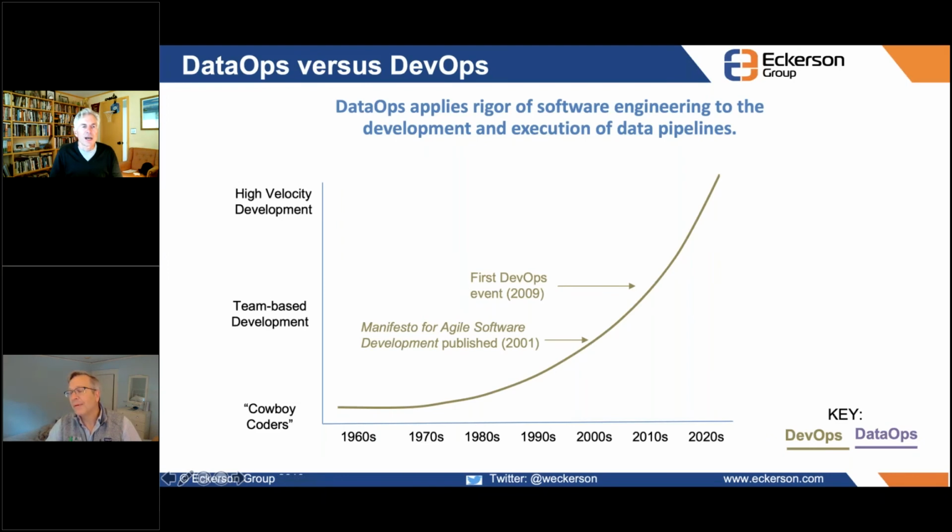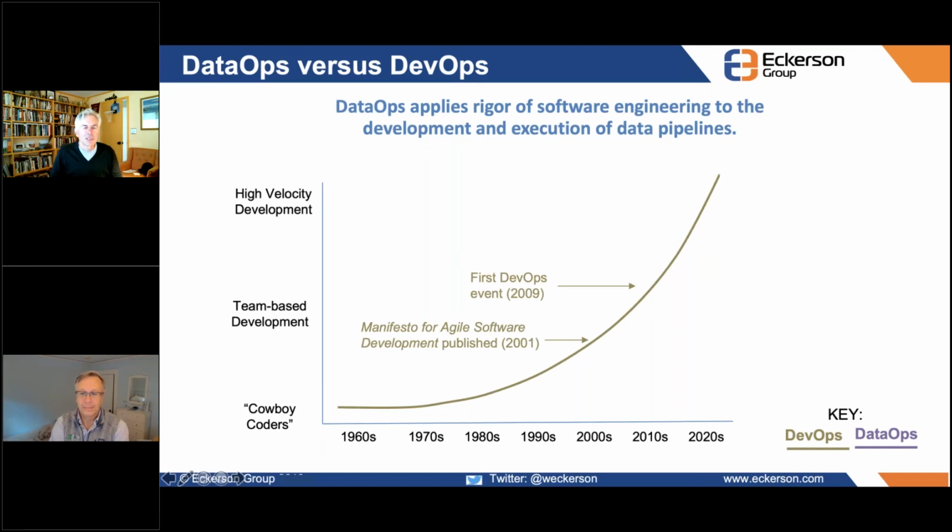And essentially, DataOps applies the rigor that software engineers found about 10, 20 years ago when they embraced DevOps. But it brings this to the execution and development of data pipelines, not software code, right? So you can see this first arc was the DevOps trajectory. They had their manifesto for agile software development published in 2001, first DevOps event in 2009.